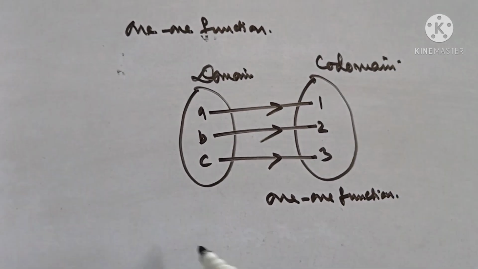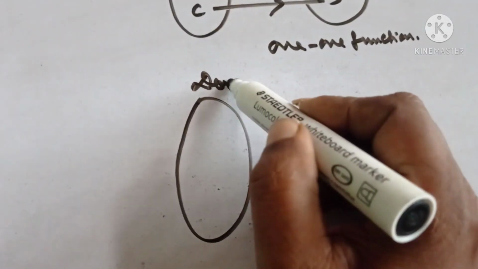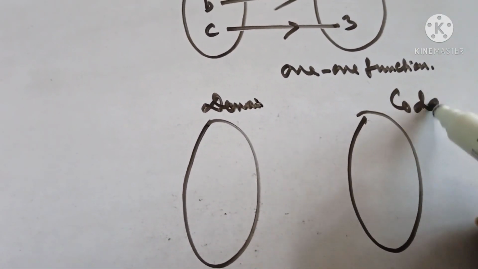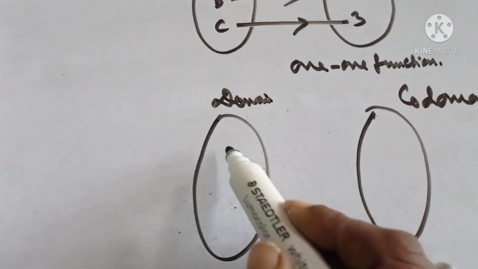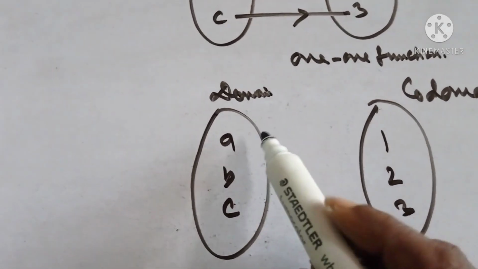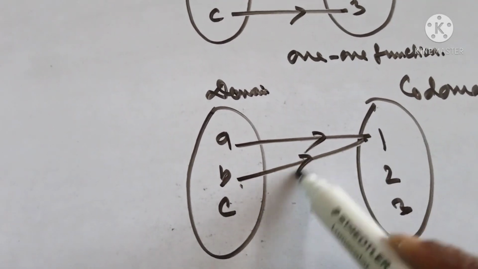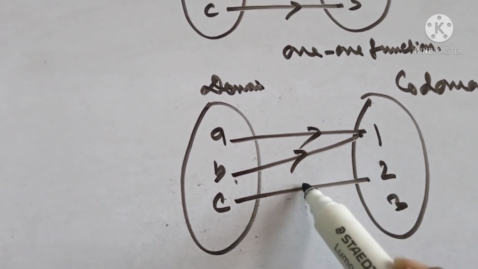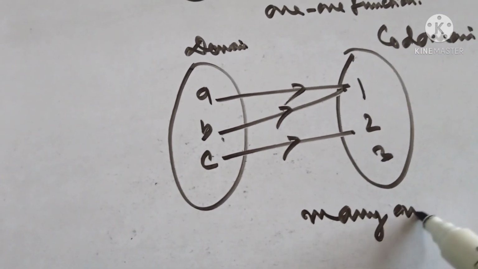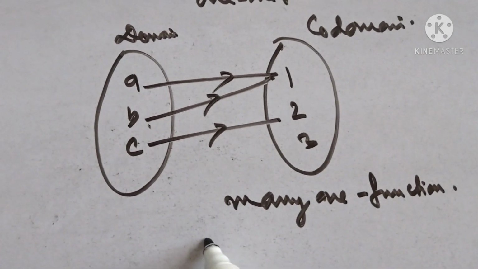Now say this is your domain and this is your codomain. For a it is 1, for b it is also 1, and for c it is 2. Then we say that this is a many one function. This is your many one function.